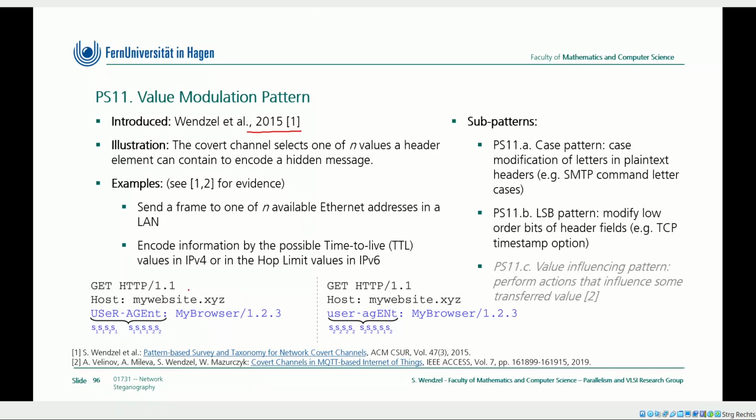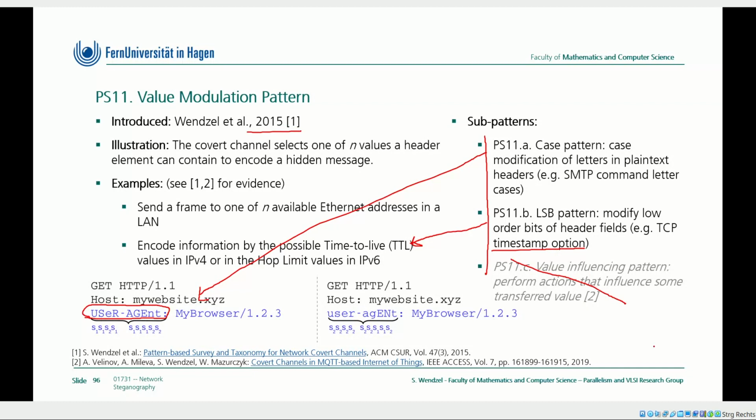Some of these channels are not so easy to detect, while others are easy to detect. For instance, it is very untypical if we select an upper or lowercase value for the user agent string to encode different bits. There are 3 sub-patterns. One is the case pattern, so we modify the case of letters. Then the LSB pattern is where we modulate the least significant bits of a TTL, or other LSB values, such as the hop limit's least significant bits. It can also be done for the TCP timestamp option. Here in gray is one pattern that is still in discussion, so it's not relevant for the exam. So I strike it here.